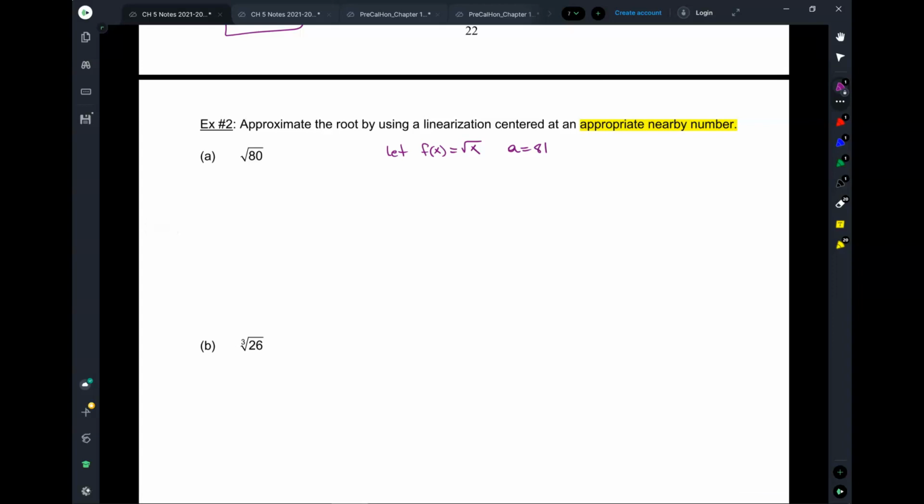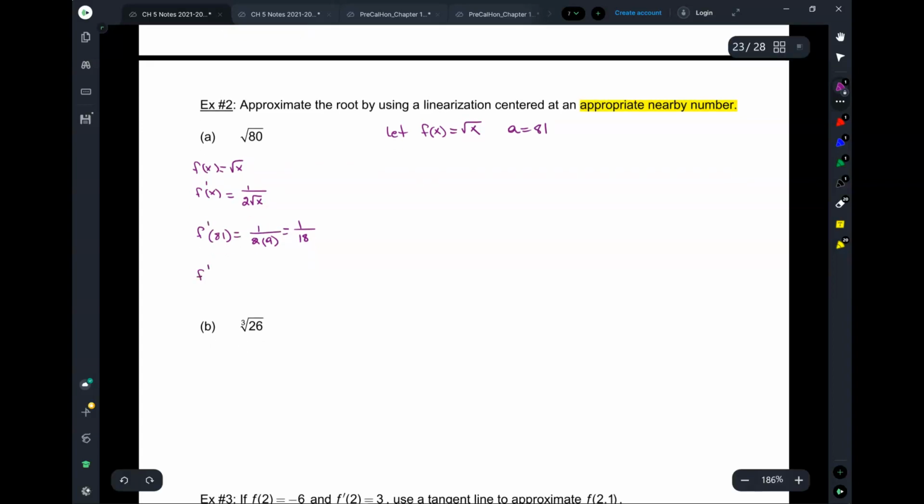All right, so if f of x is root x, what's f prime of x? You guys know, come on. 1 over 2 root x. So f prime of a, f prime at 81, is 1 over 2 times 9, which is 1 over 18. Do you see why we used 81?